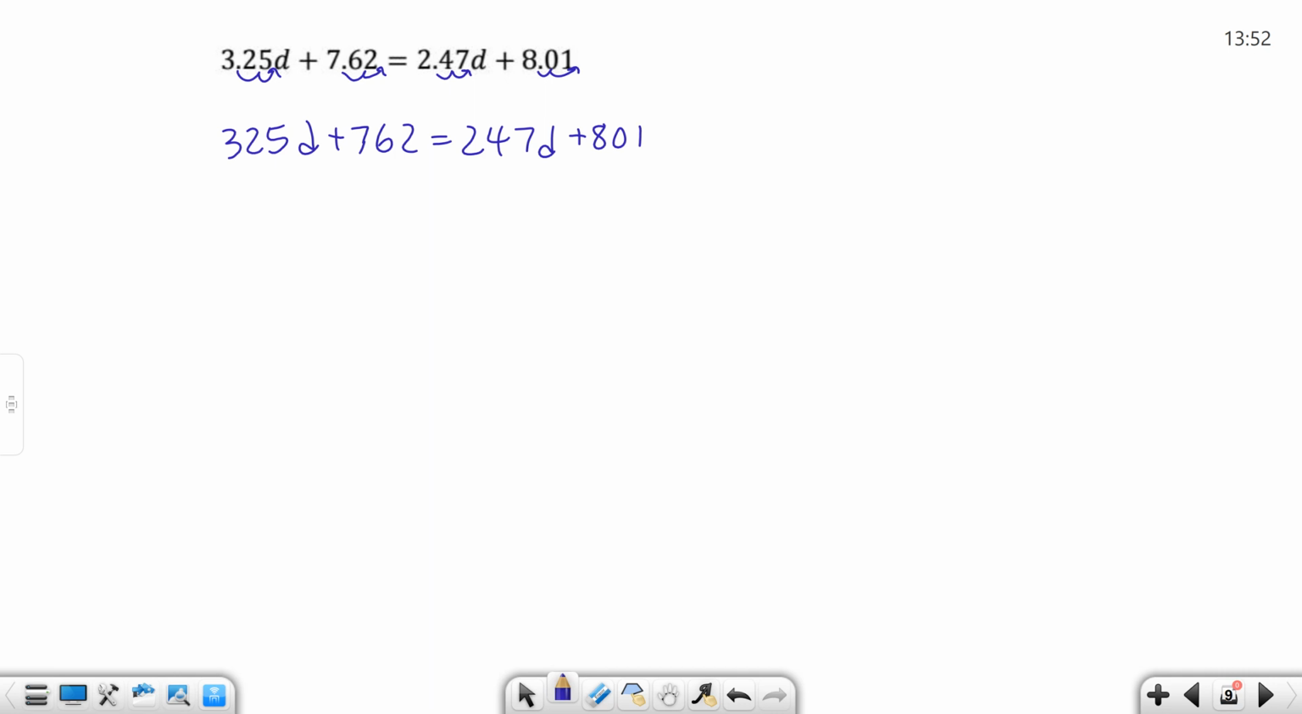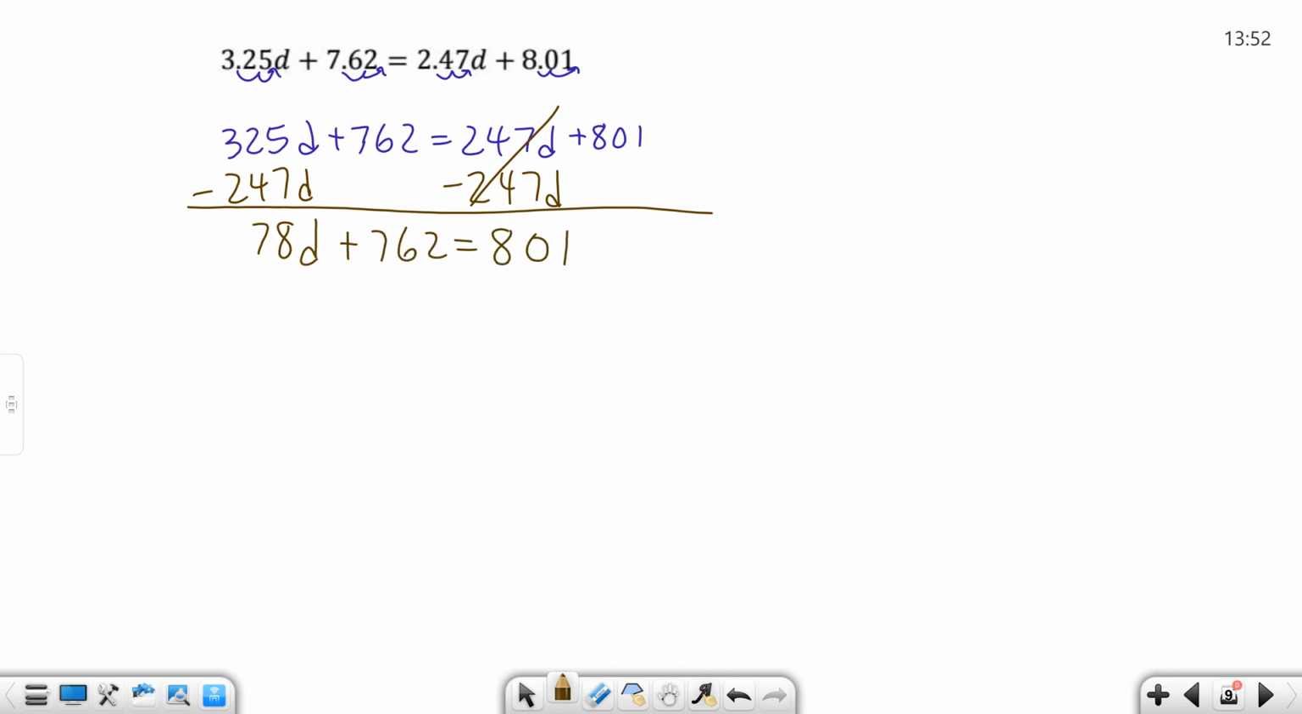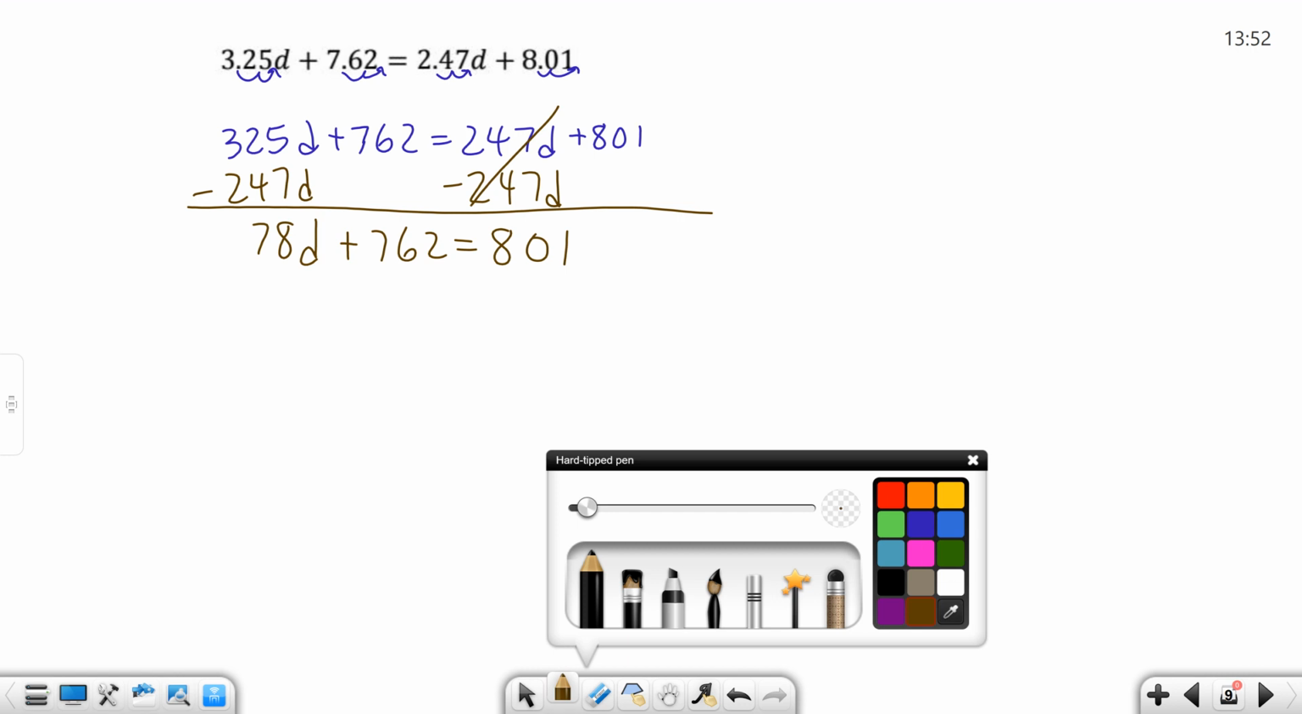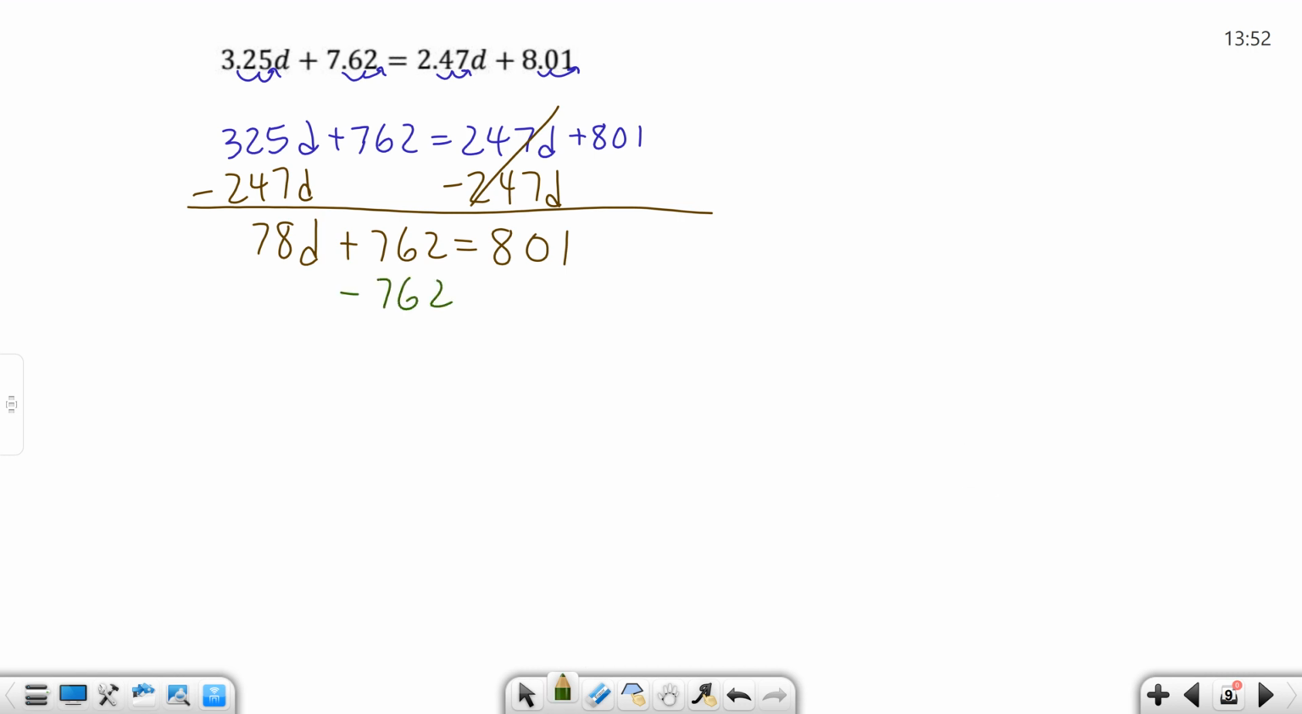And now, what do you want to move? It doesn't matter. The d's aren't one apart, so you pick something. I'm going to move the 247d this time. If I do that, that cancels over here. 325 minus 247. So what do you think? Well, from 247 to 300 is 53, and then 53 and 25 more, that's 78. 78d in my head again. That's how I do it in my head. Plus 762 equals 801.